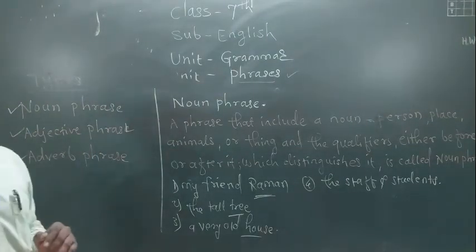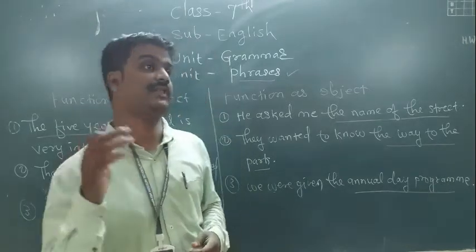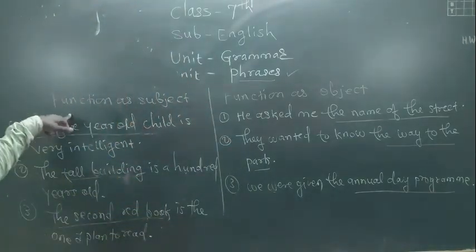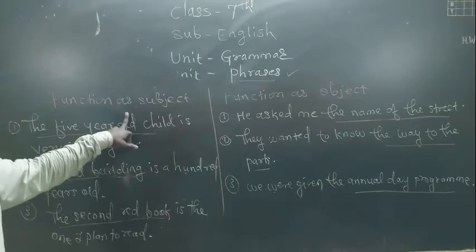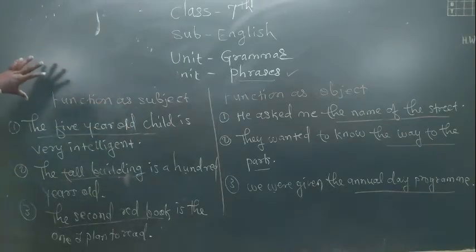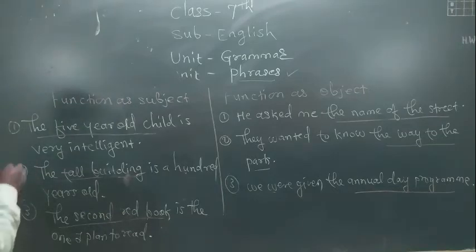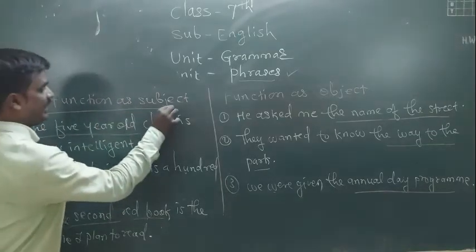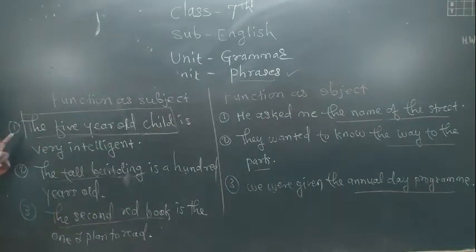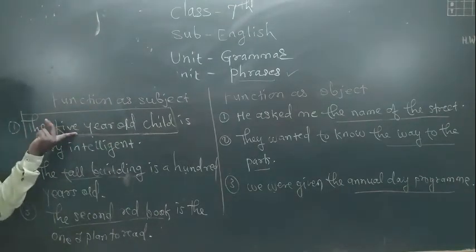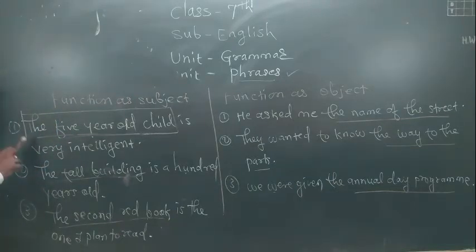What is meant by noun phrase? We define noun phrases based on their function. Two types are there: the function as subject and as object. When the noun is functioning as a subject, see, the 5-year-old child is very intelligent. Here, if you look at the subject, the 5-year-old child, it is a noun phrase, because it is functioning as a noun.